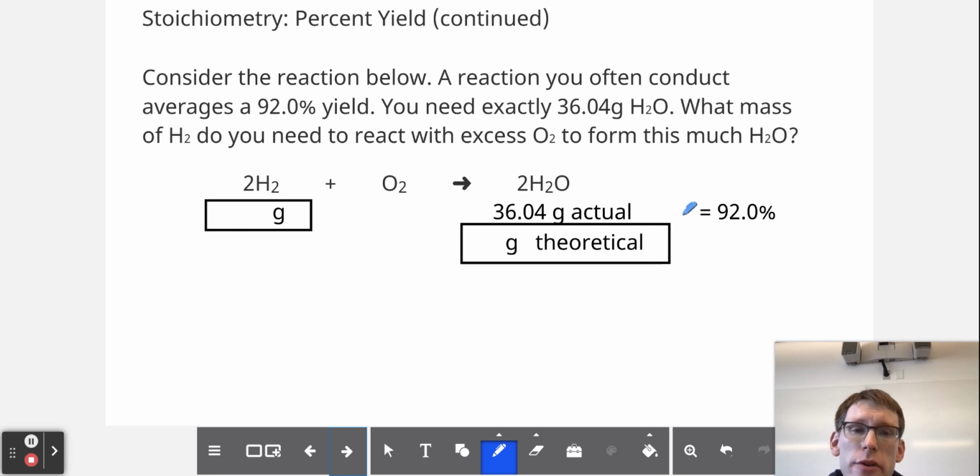Initially, I'm just going to use this simple equation. Actual over theoretical times 100% gives us 92%. And that's just manipulating the equation that you saw in the previous case, except this time our variable is the denominator. And if we were to do that, we'd find that 36.04 grams divided by 0.92 is going to give us 39.2 grams as our theoretical yield.